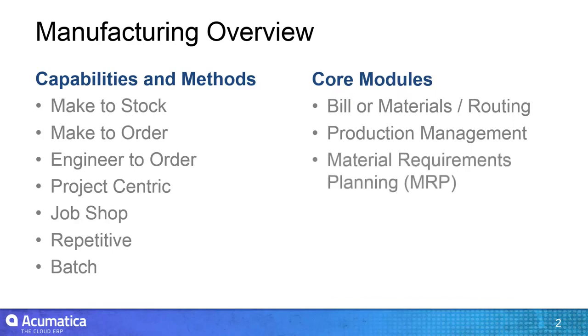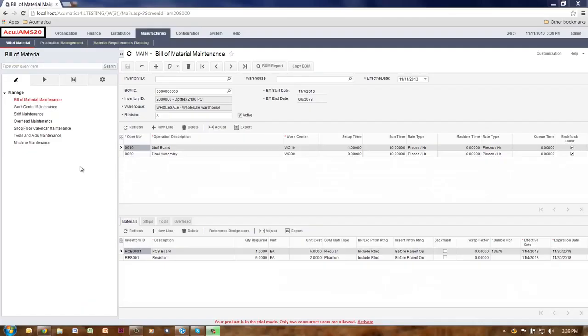The manufacturing suite includes the following modules: Bill of Materials, Production Management, and Material Requirements Planning. Let's look at some of the functionality. The Bill of Material module creates production specifications and is the framework for the planning functionality throughout the system.